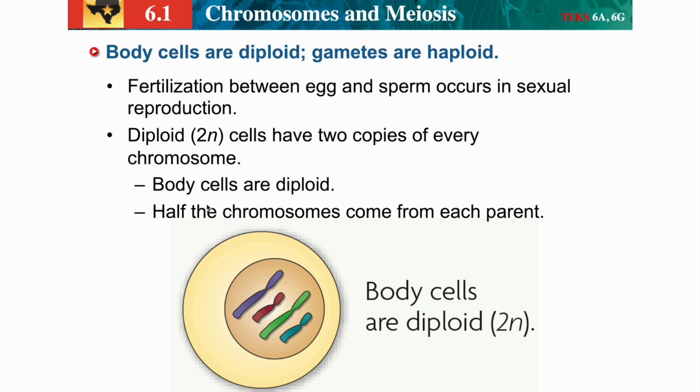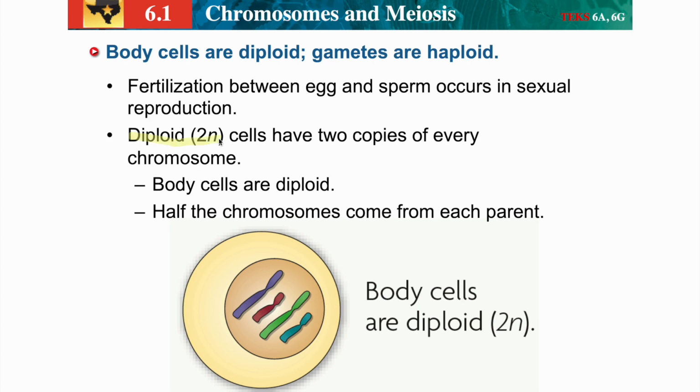All right, so body cells are diploid. We just went over that, so you should already have that in your notes. I'm just going to read over it. Body cells are diploid, gametes are haploid. Fertilization between egg and sperm occurs in sexual reproduction. The diploid cells have 2 copies of every chromosome. So now you're seeing this for the first time. Well, I don't know if it's the first time, but now you understand it.